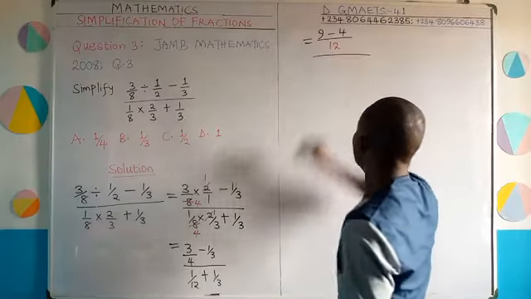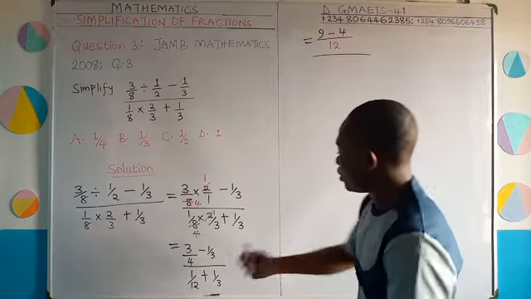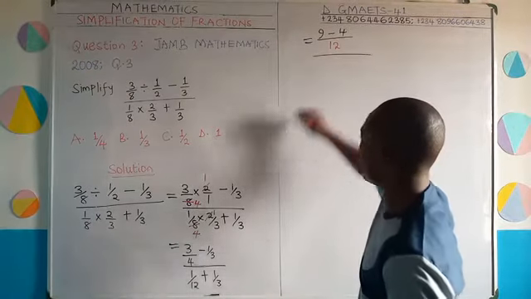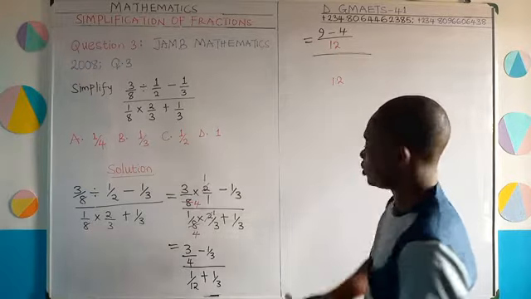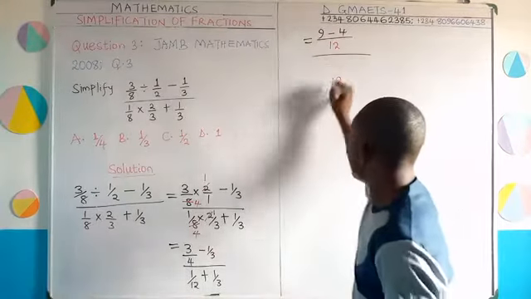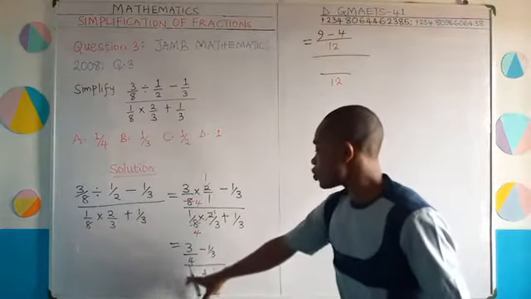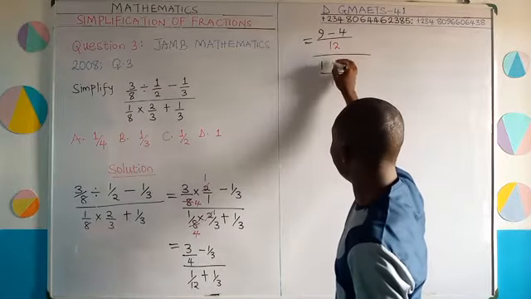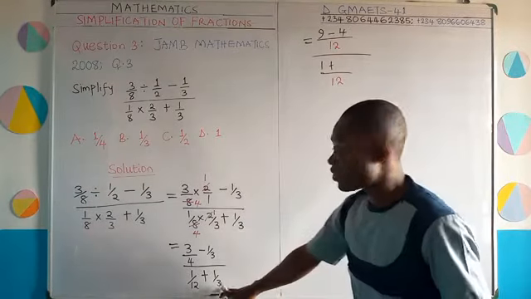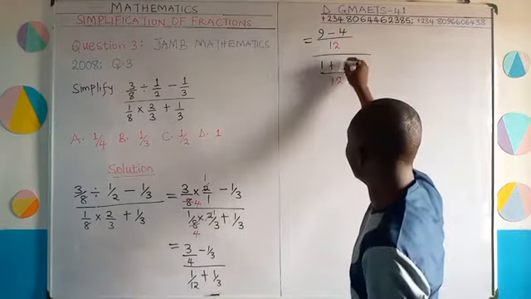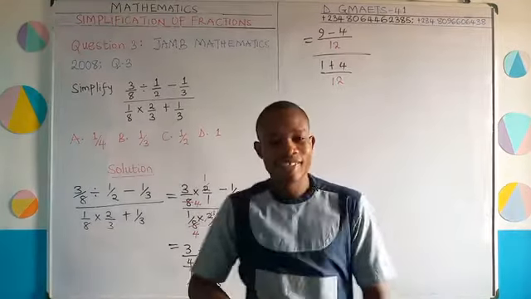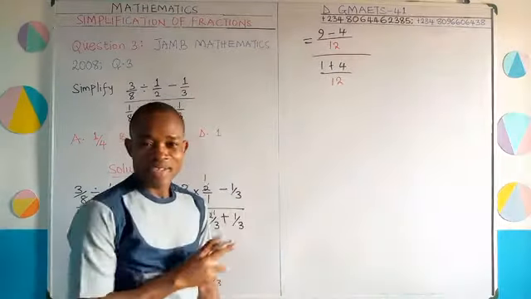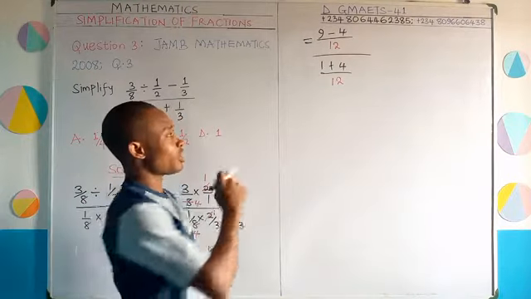All over the LCM of the denominator, 12 and 3, is going to give us 12 still. 12, okay? And then 12 divided by 12 is 1, times 1. You get 1, plus 12 divided by 3 is 4. 4 times 1 will give us 4. I hope this is clear, right? Okay, now let's move on.